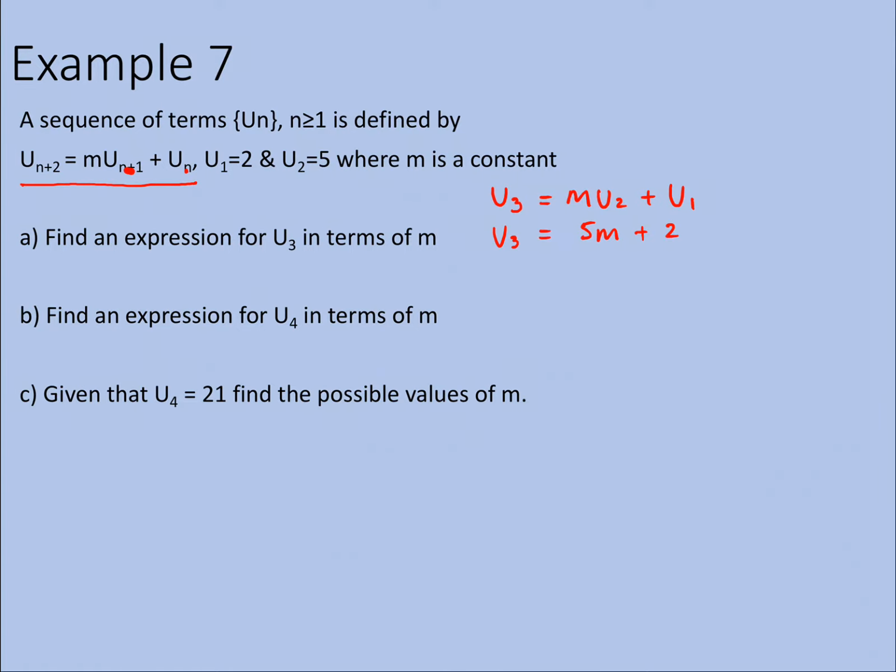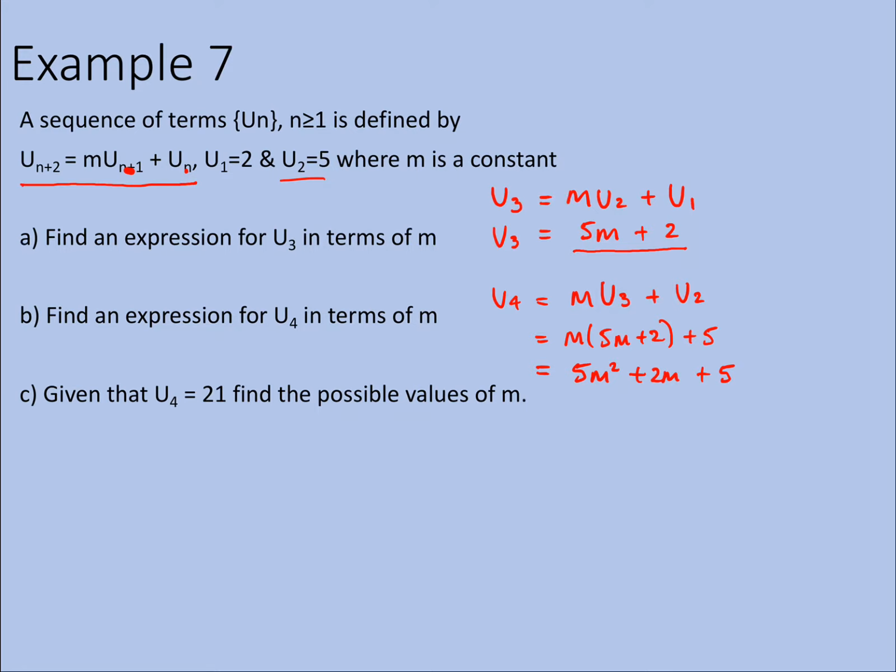Okay, let's move on and look at u4 now. So u4 will be given by m lots of u3 plus the u2. So that will be m times all of this, 5m plus 2, because that was our value for u3. And plus u2, which is 5. And if we tidy that up, it will be 5m squared plus 2m plus 5.